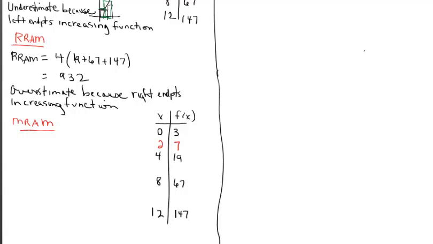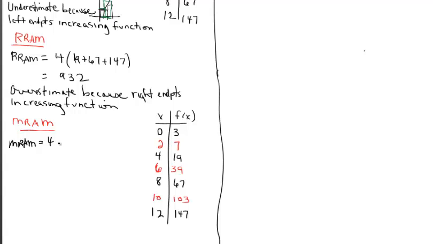So I need some midpoints in here. Between 4 and 8, I'm going to use the y value at 6, and I think that's going to be 39. And halfway between 8 and 12, I need 10, and that y value is going to be 103. So I had to do a little additional work to get what we need for the midpoint RAM.